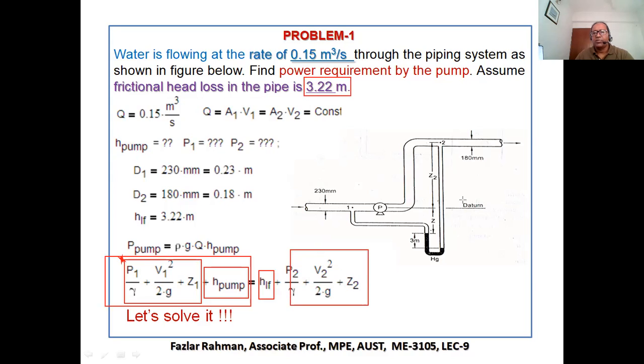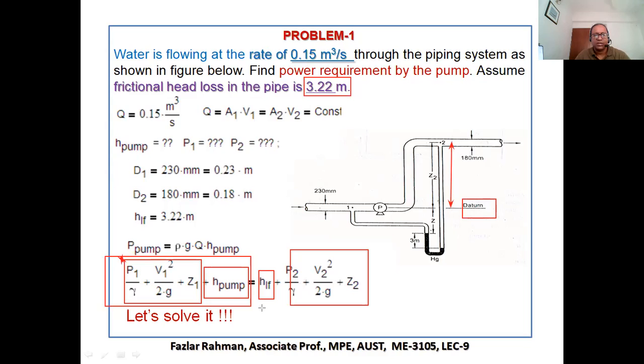And you see right over here, the datum is given, the reference line. From that reference line, what will be the height of point 1? 0. That means Z1 height is 0. What will be the height of point 2 if I apply Bernoulli's equation between point 1 and 2? The height from here to here will be Z2. Beyond V2, we can figure out, right? But we need to figure out P1, P2. So what is it saying? Figure out the power requirement by the pump.